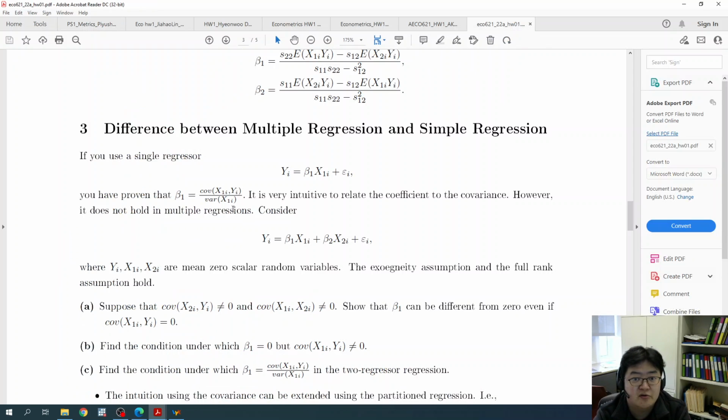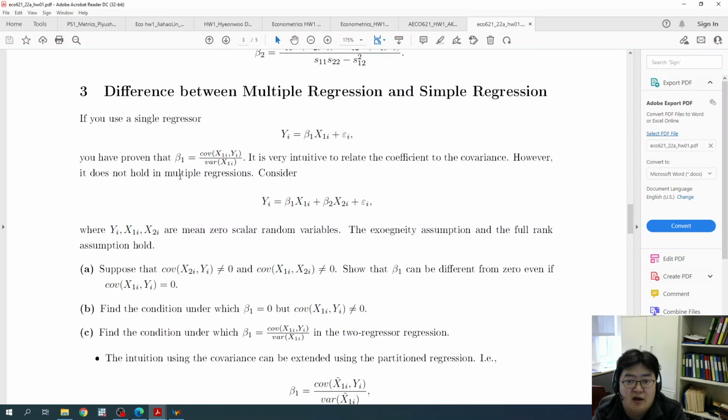Hello. The third question. It compares a single regressor with multiple regressors, the two-regressor case.